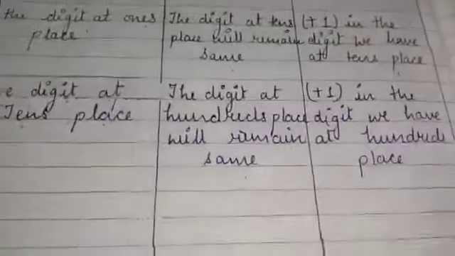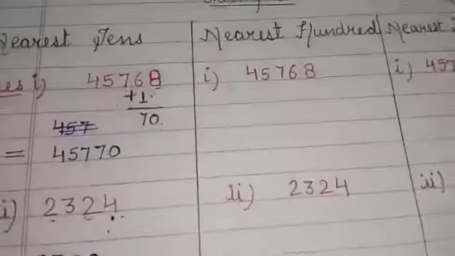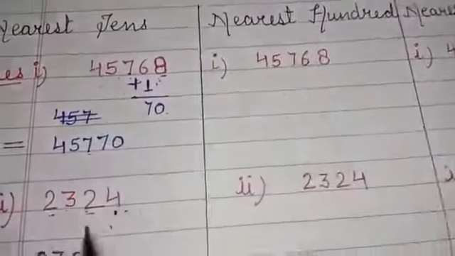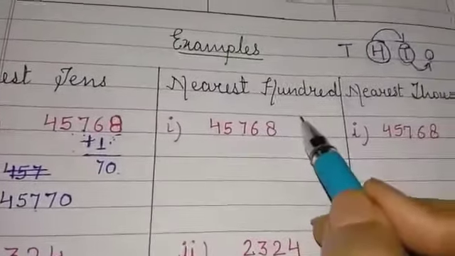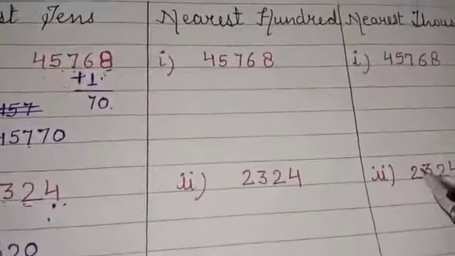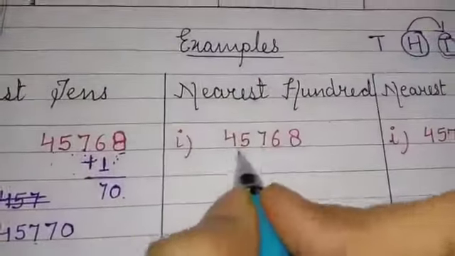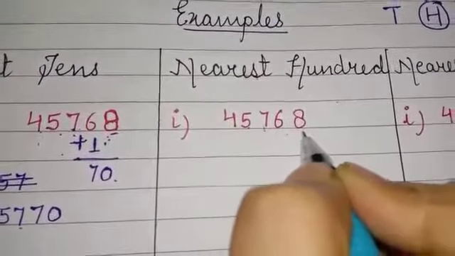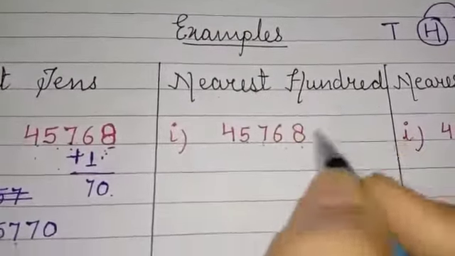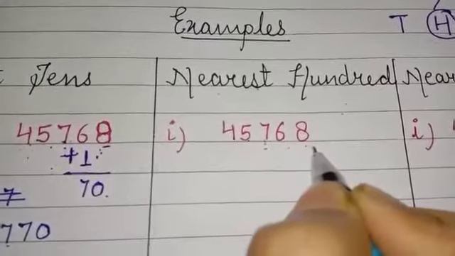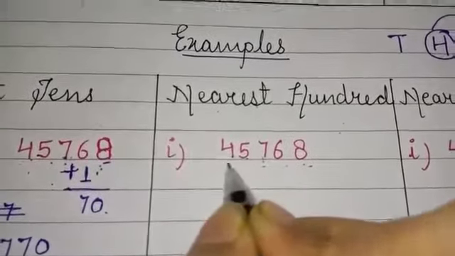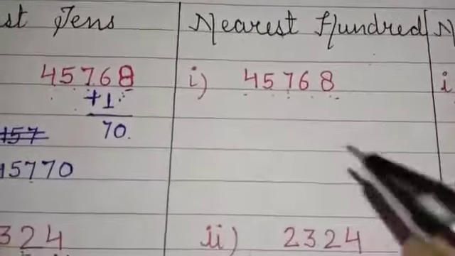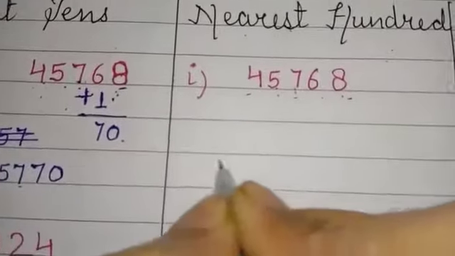Now let's solve one example. I have taken the same example, in nearest 100 as well as nearest 1000. Now see, 45,768. So we are doing nearest 100, so only these digits will change, and these two digits will remain the same. So just write down the answer.